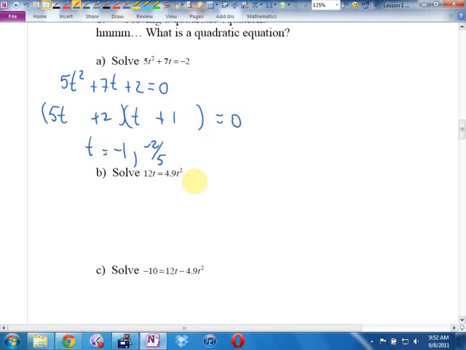Make it equal to 0. I have a preference. I hate the quadratic term being negative, so I'm going to minus this to this side. I don't like the squared term being negative because we never made you factor those anyway. So I'm going to go like this. 0 equals 4.9t squared minus 12t.